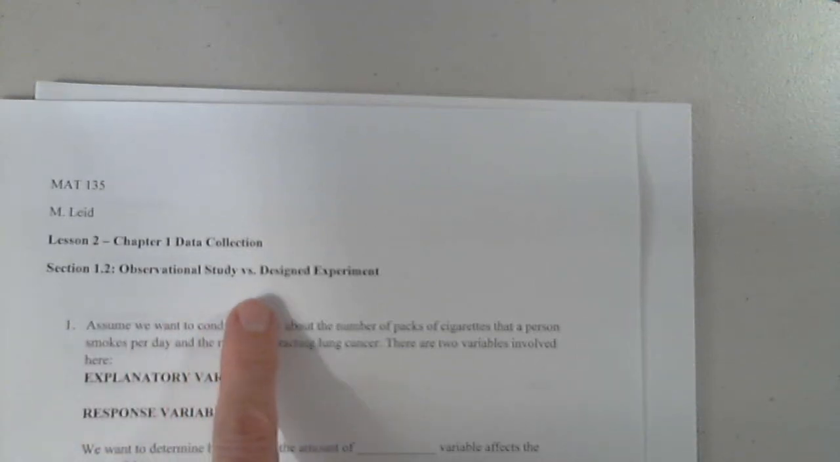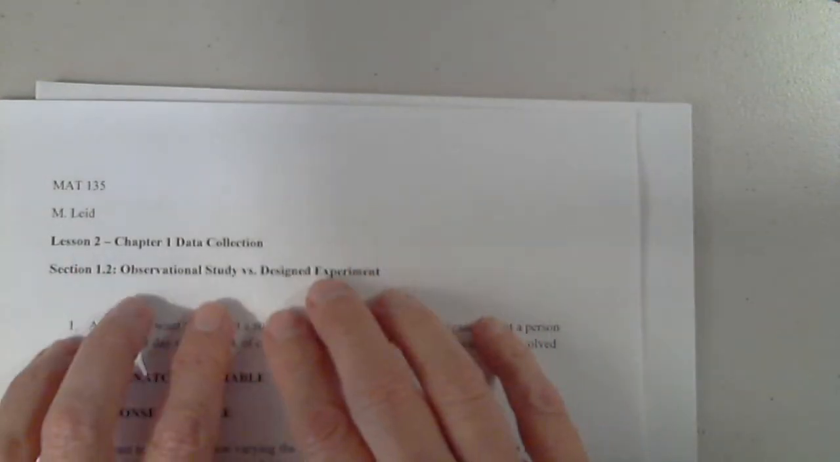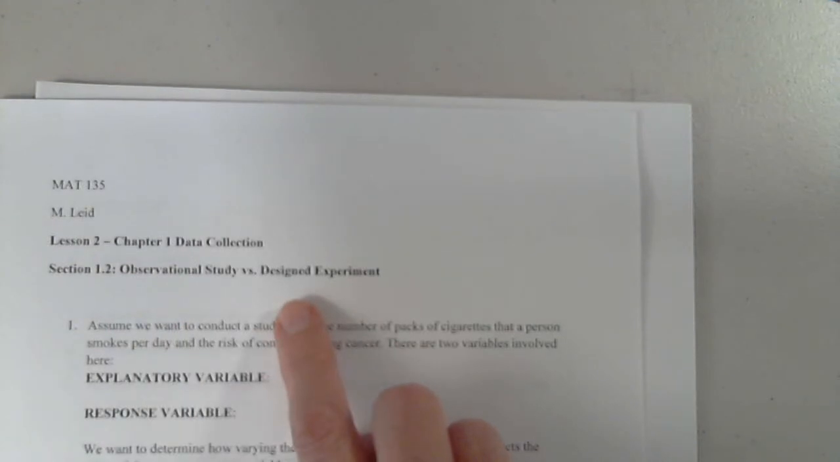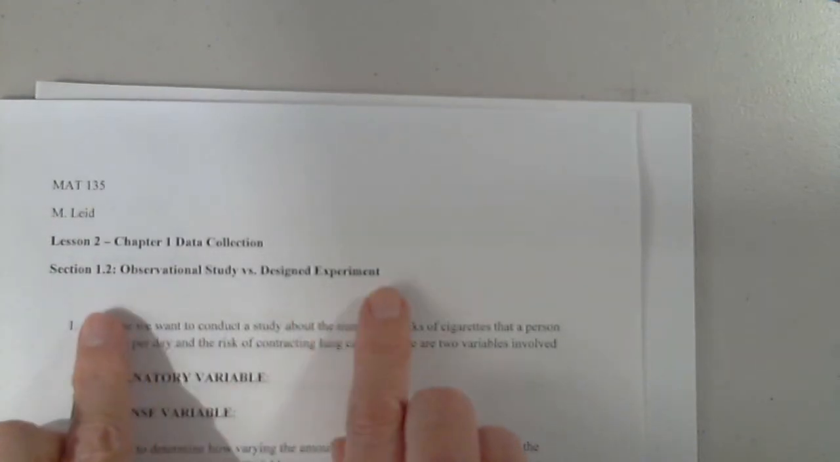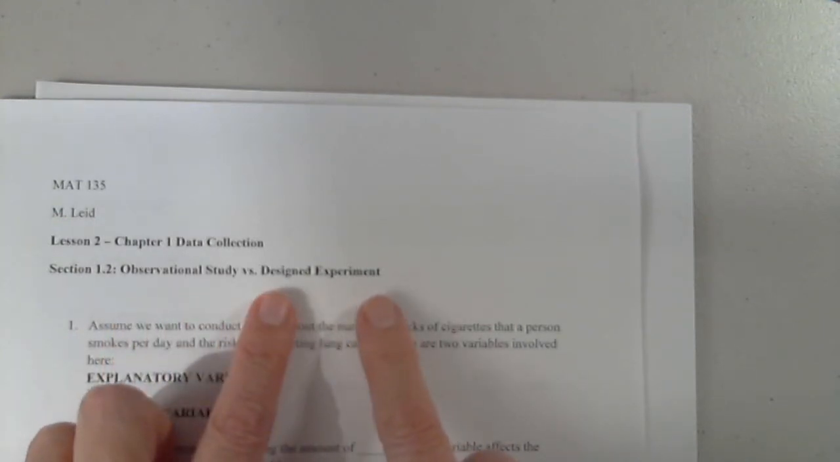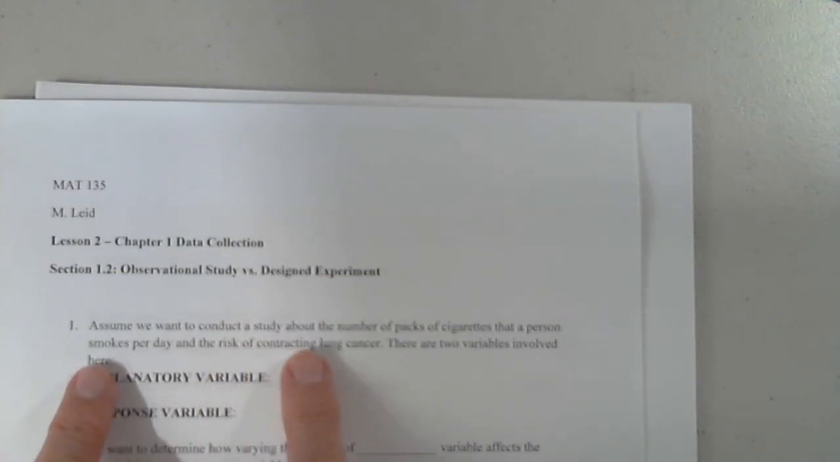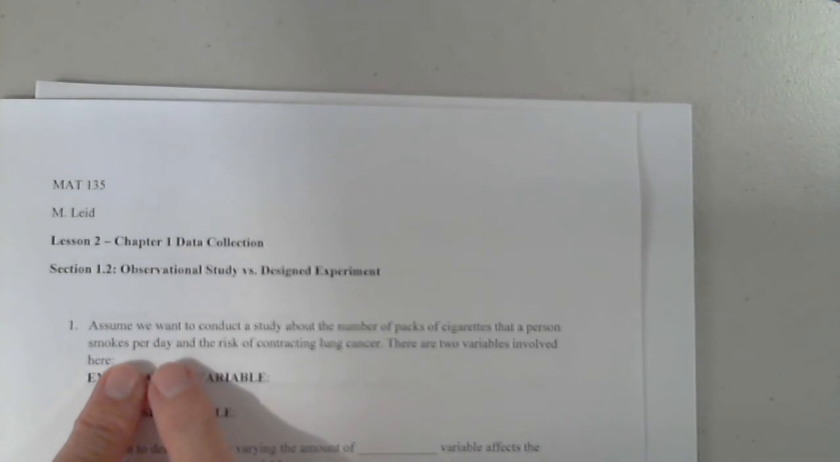to observational study versus designed experiment. Okay, we have two different situations or two different possibilities to study a population. An observational study and a designed experiment. Let's say we conduct a study about the number of packs of cigarettes that a person smokes per day and the risk of contracting lung cancer.